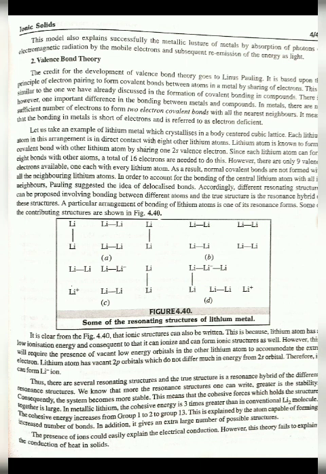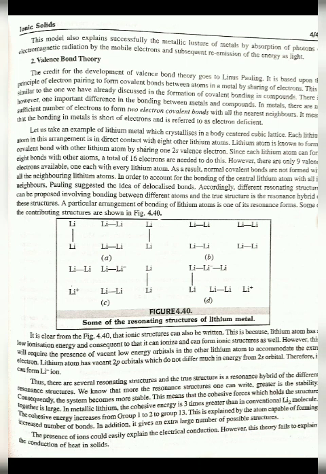Some of the contributing structures are shown in figure 4.40. It is clear from figure 4.40 that an ionic structure can also be written. This is because the lithium atom has a low ionization energy, and consequent to that it can ionize and form ionic structures as well. However, this will require the presence of vacant low energy orbitals in the other lithium atom to accommodate the extra electron.